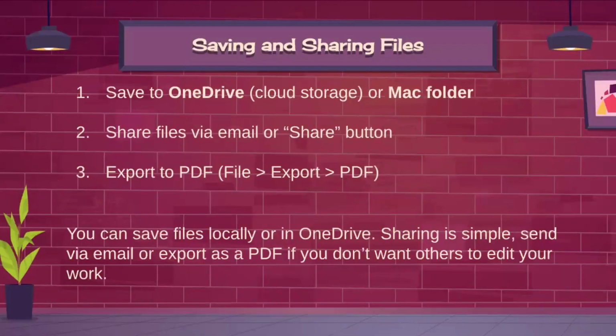Saving and sharing files. First, save to OneDrive, cloud storage, or a Mac folder. Second, share files via email or the share button. Third, export to PDF: File, Export, PDF. You can save files locally or in OneDrive. Sharing is simple. Send via email or export as a PDF if you don't want others to edit your work.